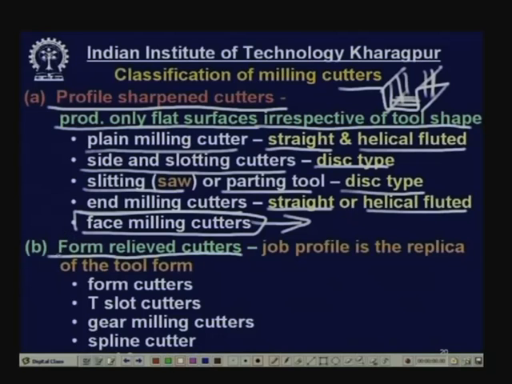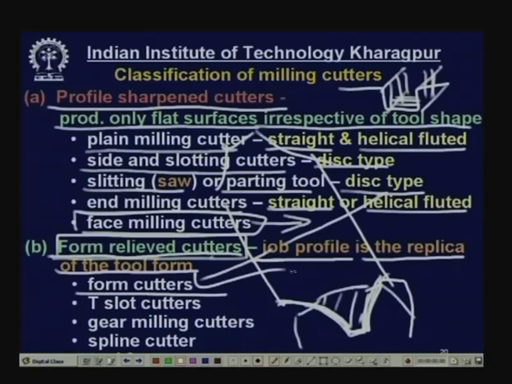And the second class is the form relieved cutters. These are form cutters to produce jobs of different surface forms, like a cam surface, an Archimedean spiral cam or an involute cam, and slots, grooves, gear teeth and so on. These form relieved cutters are characterized by the fact that the job profile that you obtain is nothing but the replica of the form of the tool.